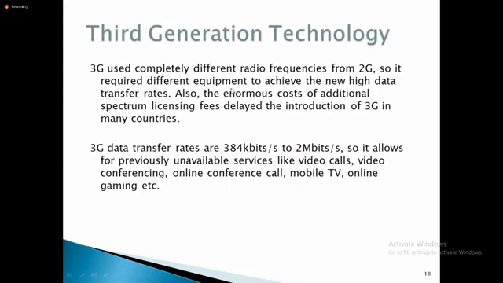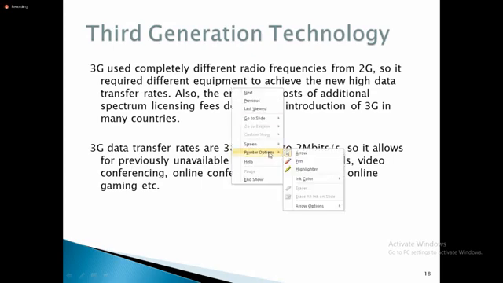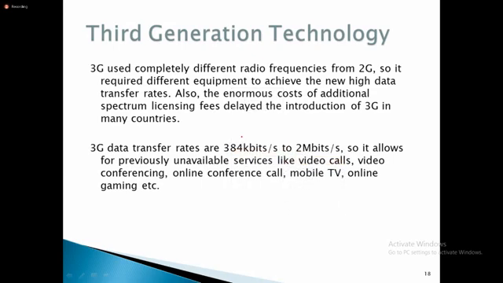So it required different equipment. Now the only problem is that when you upgrade from 2G to 3G, it required different equipment, which is the downside, to achieve high data rates. Also, the enormous cost of additional spectrum licensing fees delayed the introduction of 3G in many countries, right? So third world countries like us got 3G technology much later, because of the spectrum licensing fees, right?